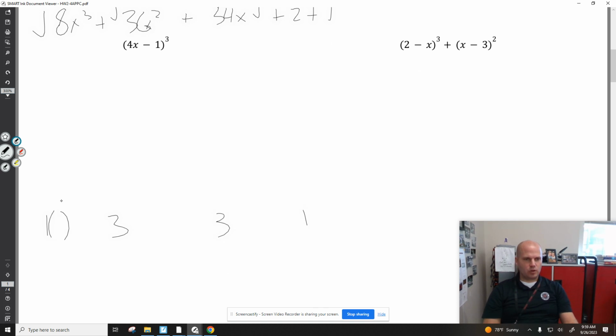I'll have my first term cubed. I'll have my first term squared, second term to the first. I'll have my first term to the first, second term squared. I'll have my second term cubed.